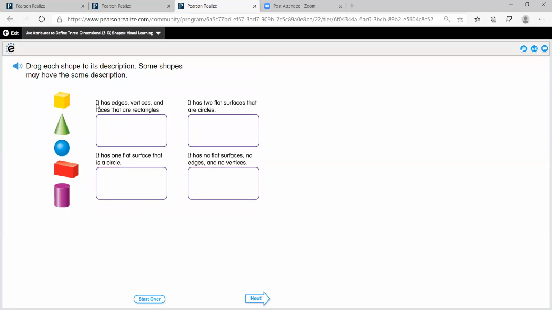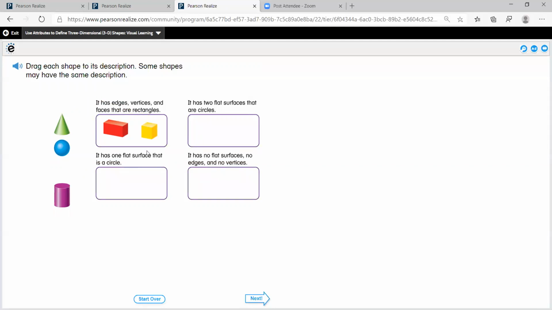So our first clue, it has edges, vertices, and faces that are rectangles. Can you think of a shape that matches? Did you guess the rectangular prism? Did you also guess a cube?